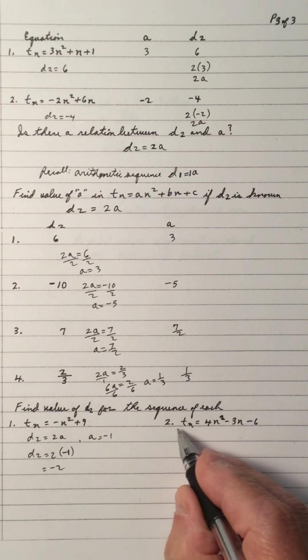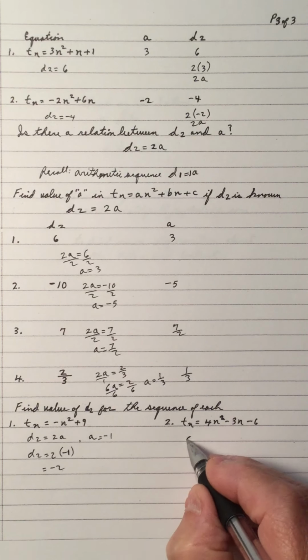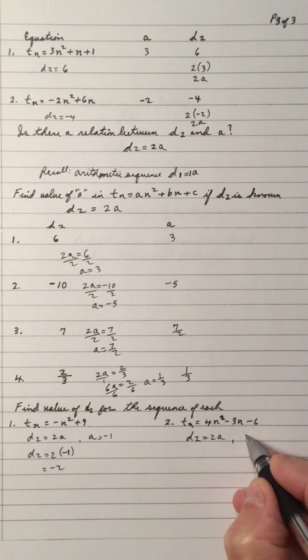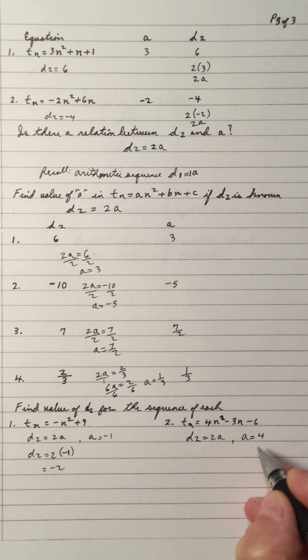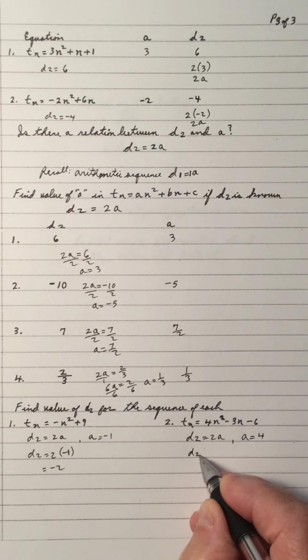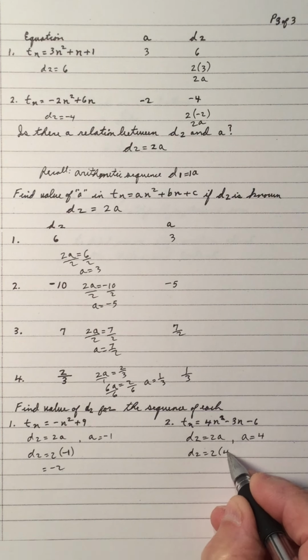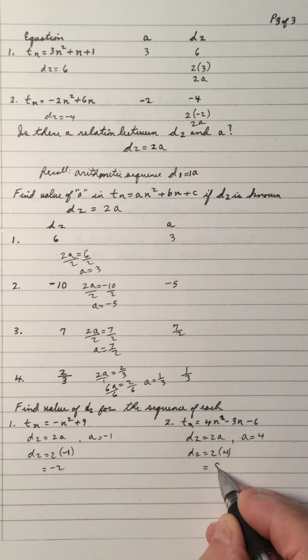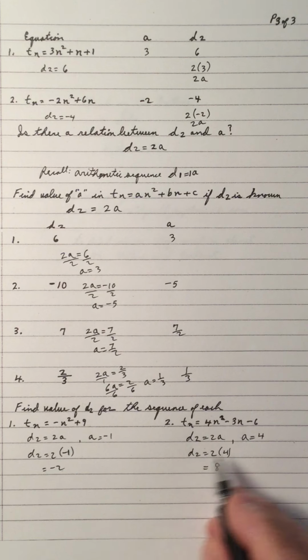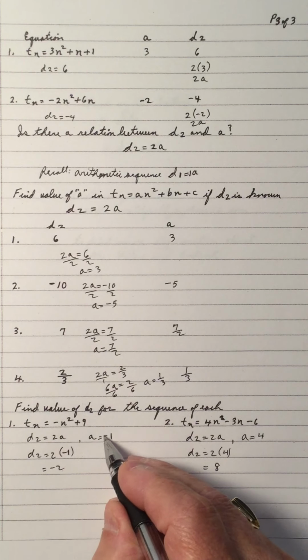And again, we have an equation. So I know that D2 is 2A. In this equation, A is 4. So that means that D2 equals 2 times 4. D2 is 8. So D2 is twice the value of A. So that's a quick way of knowing it.